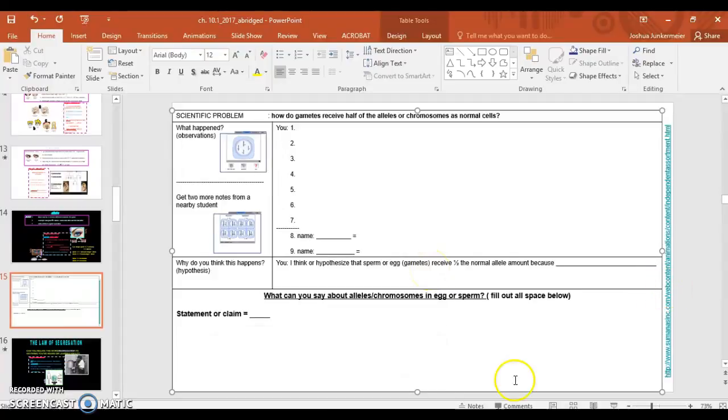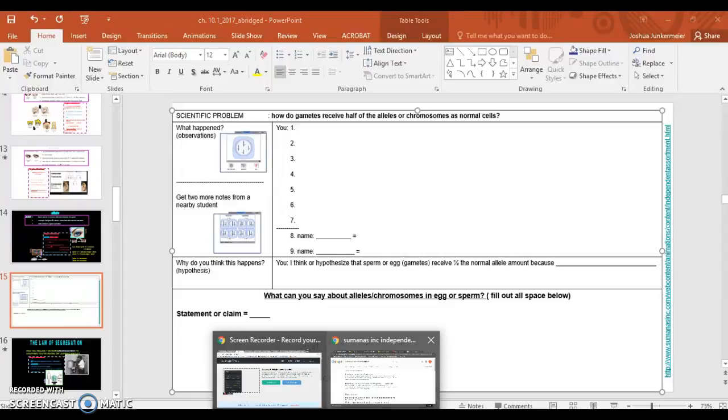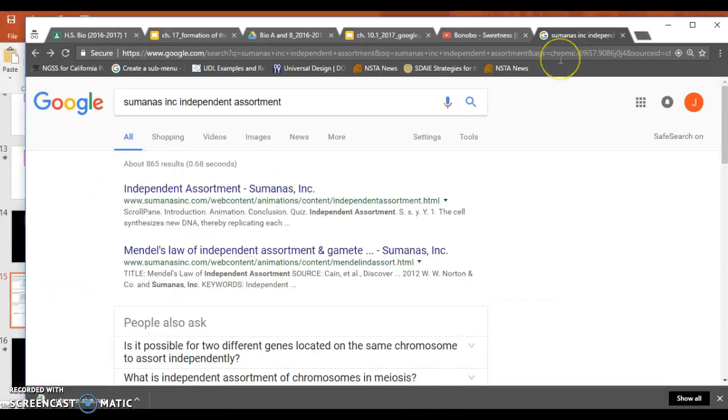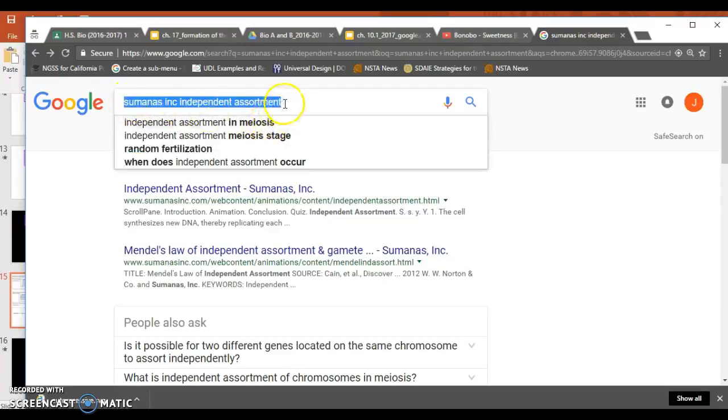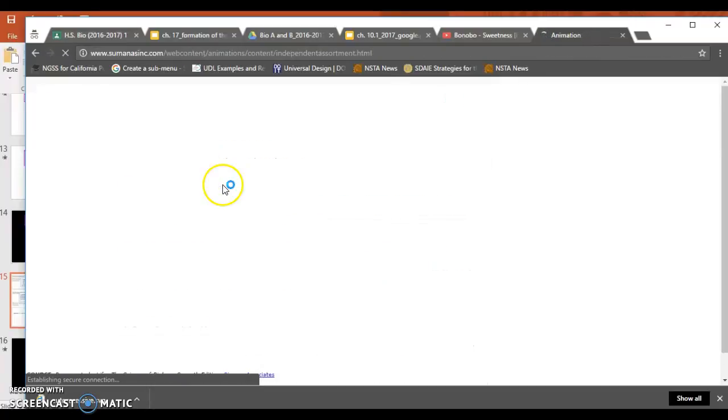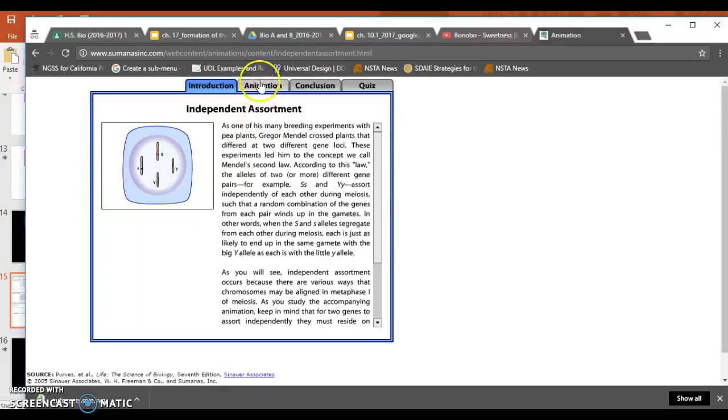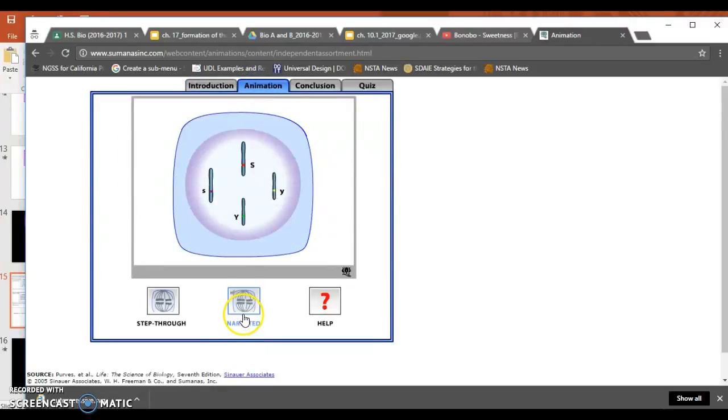So we're going to follow this URL. We're going to head right over here. And I Google Sumanas Inc. independent assortment. That's what I Google to get to the right spot. And then the first result is the correct one. You get right here. All right, and then you're going to click on animation. And to do this right, you're going to click narrated. And your job is to click narrated, but take the sound off.